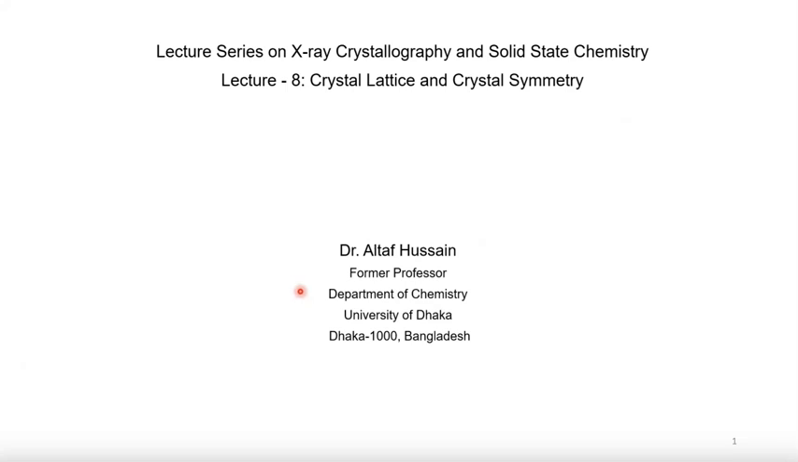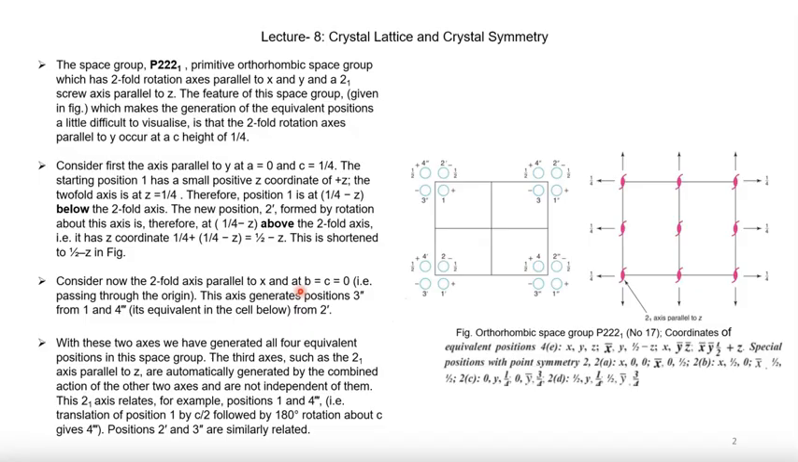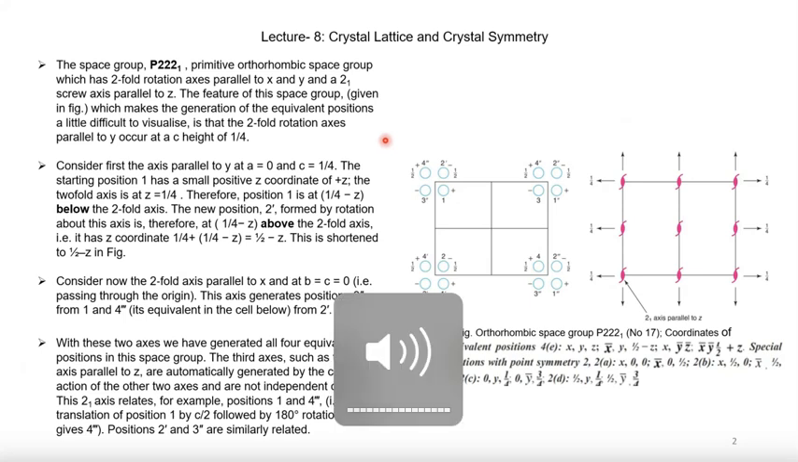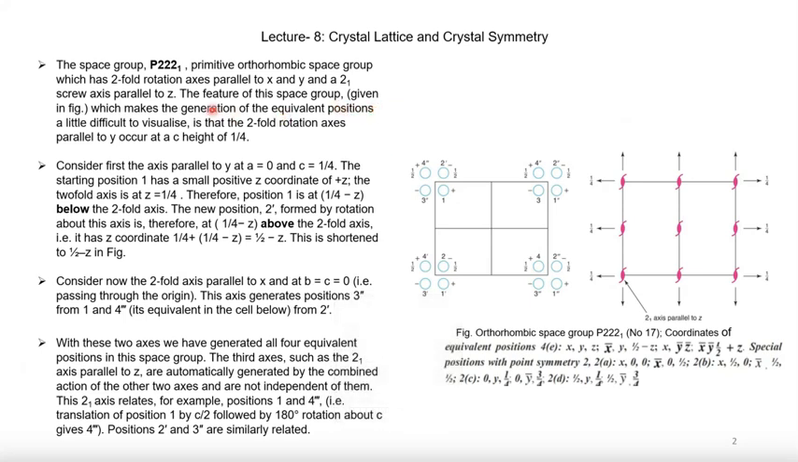I was talking about, in the last lecture, space group and then explained two space groups, and said that we will be talking about another space group and then continue our next journey. So this is the space group I'm talking about in this lecture, space group P2221. That means it's a primitive space group.